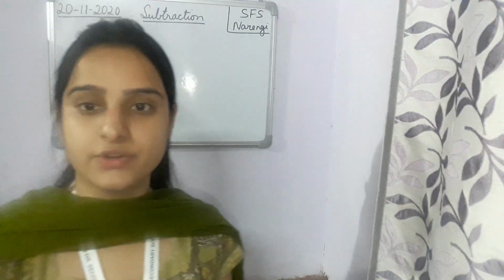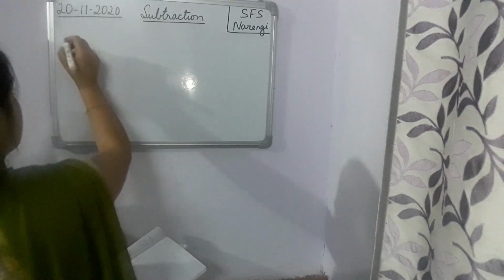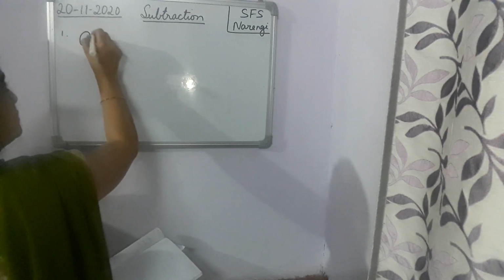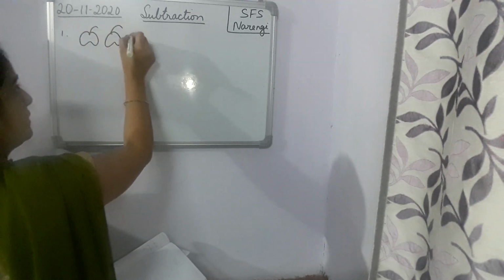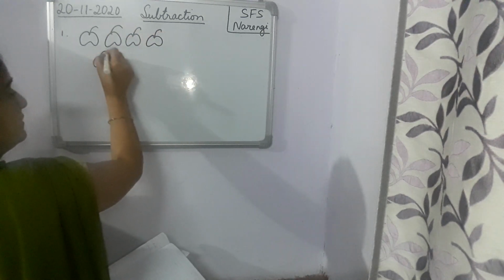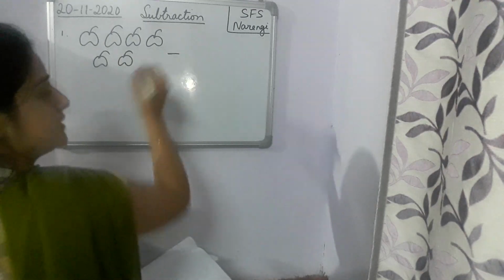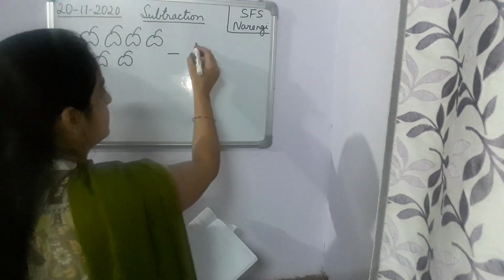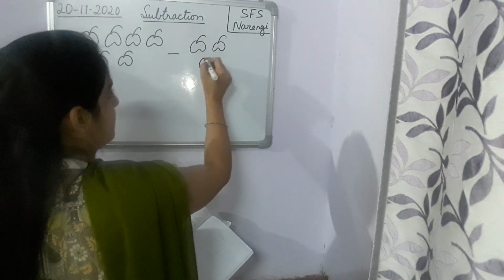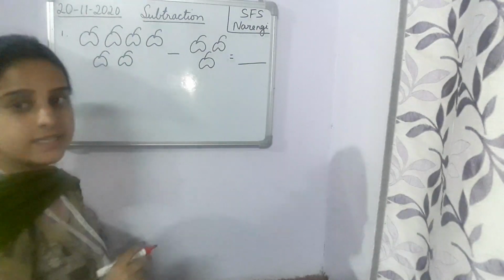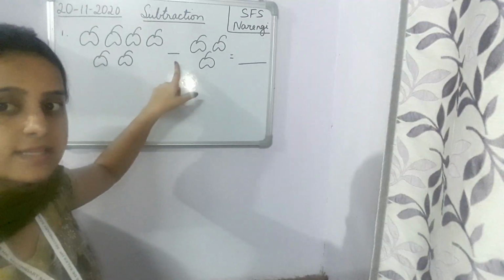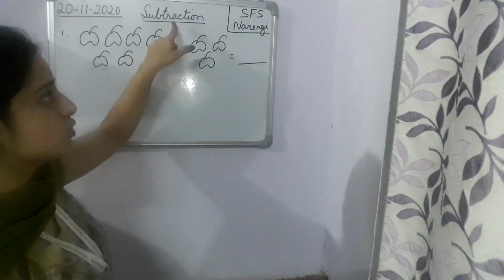The first question is, children, number 1. Children, if you can't draw this, it's fine. You can directly write the answer. This is which fruit? This is apple, right? Now find how many remain with you, children. The sign minus I used, right? This is called what? Minus. And minus is used in subtraction.